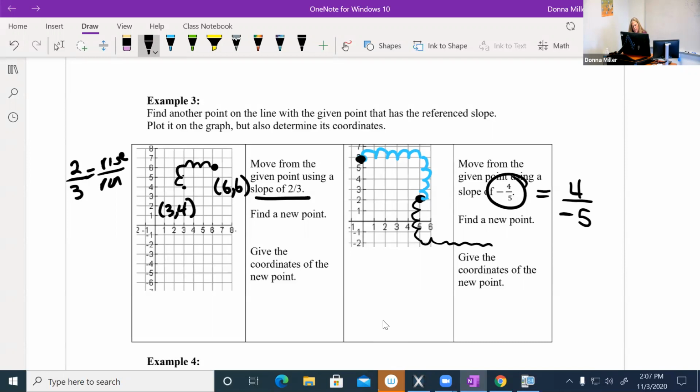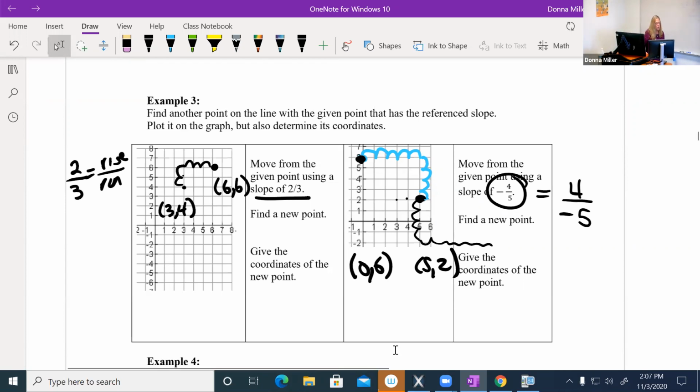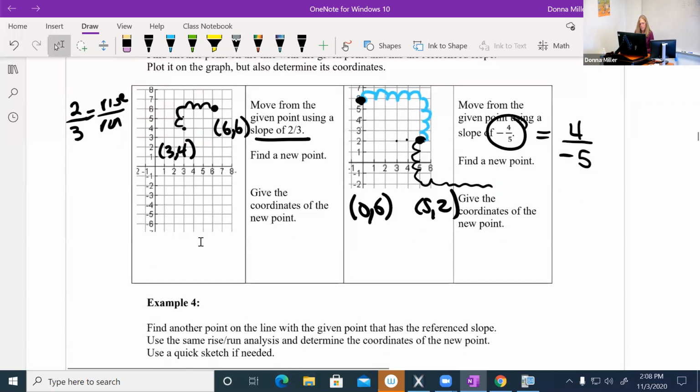All right, and you can verify it. Just do the slope this way. Go down 1, 2, 3, 4, and over 1, 2, 3, 4, 5. And oh yeah, I'm where I need to be. So I know that point works, and the point there is (5, 2). Okay. All right, we good? Okay.